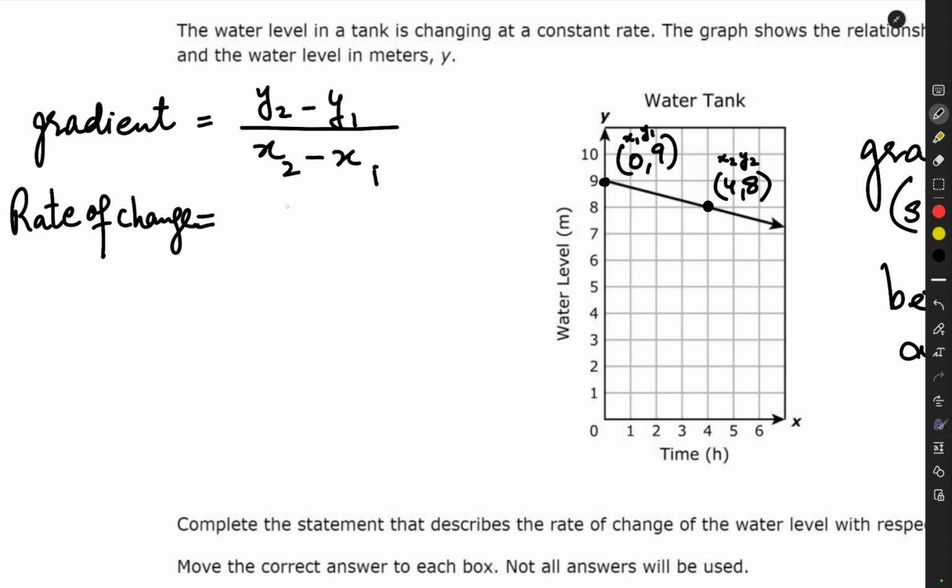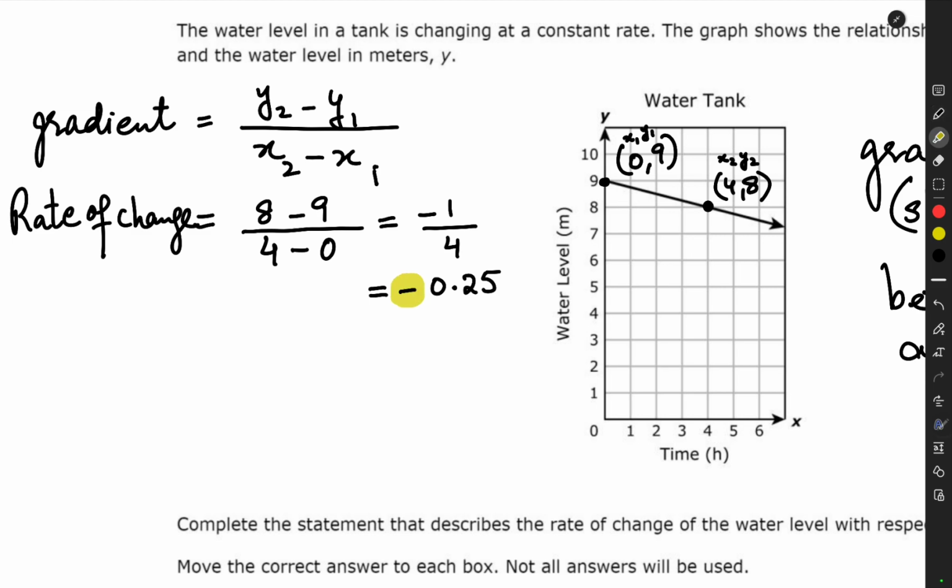That means if I say 9 minus 8, y2 minus y1, then I'll do x2 minus x1, which will be, actually it should be the other way around, 8 minus 9 and 4 minus 0. So this will become minus 1 over 4, and this can be written as minus 0.25. Minus 0.25.